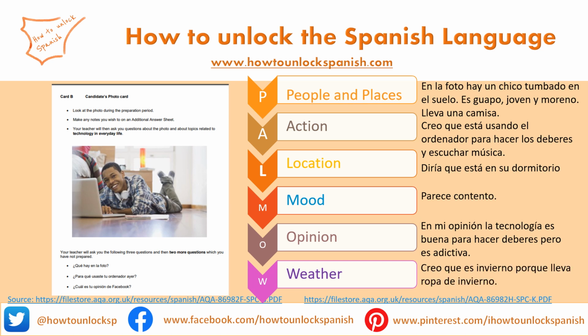Weather. So this person is inside a room, so I cannot really say much about the weather, but I may say, creo que es invierno porque lleva ropa de invierno. I think it's winter because he's wearing winter clothes. But anyway, these are maybe many things to say, but maybe you are not able to say some of the things and you say the others, but at least make sure you say like 4 or 5 things.